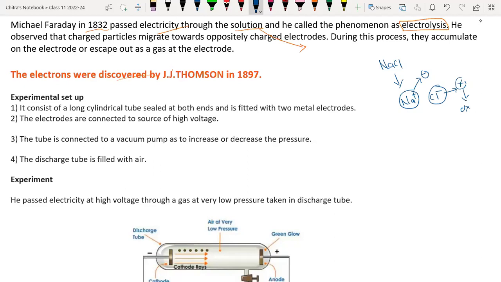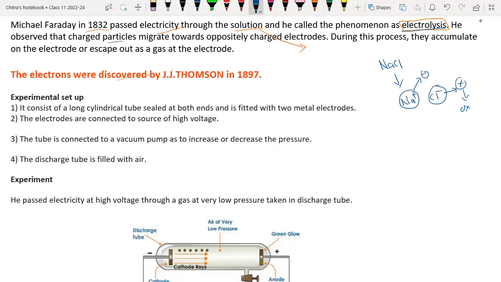Is it? So during this process, exchange of electrons takes place. Exchange of electrons means some species will gain electrons and other species will lose electrons. One is going to gain, the other is going to lose. So this process is called electrolysis. It's called what? Electrolysis. And in 12th class, we have one whole chapter on electrolysis.